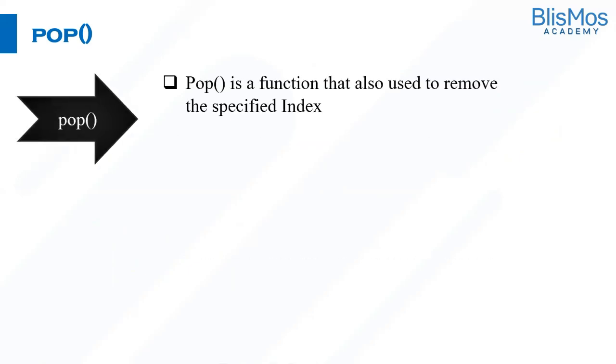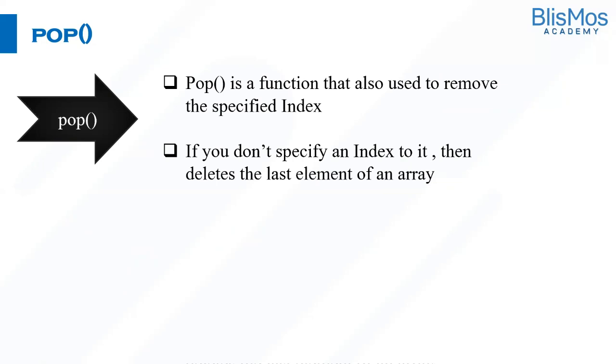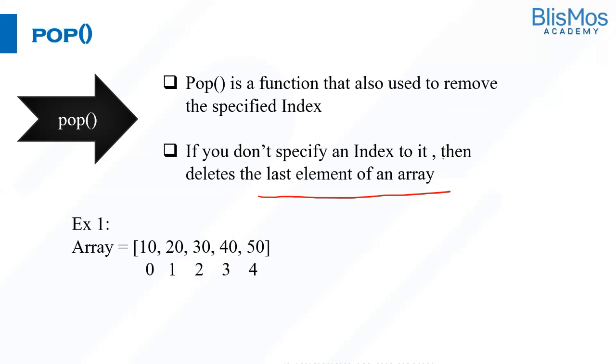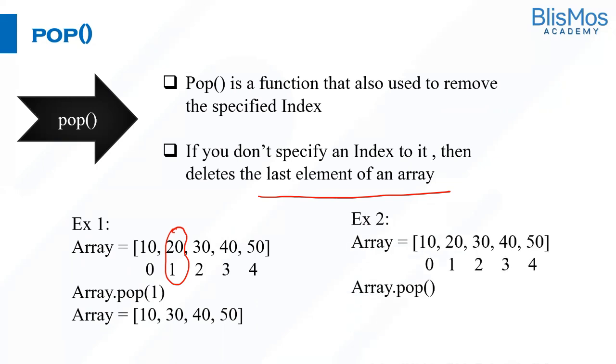Then we have a function called pop. What does it do? It is used to remove the element at the specified index. It's almost like del. If you don't specify an index, then it deletes the last element of an array, which is not there in the case of del. Let us take an example here. We have 10, 20, 30, 40, 50. If you say pop(1), it will delete the number 20, and the result will be 10, 30, 40, 50. And if you are not specifying any index, it will delete the last element of the array.